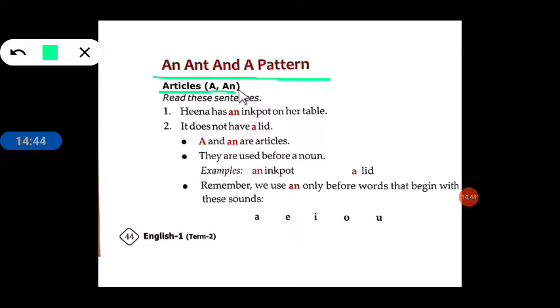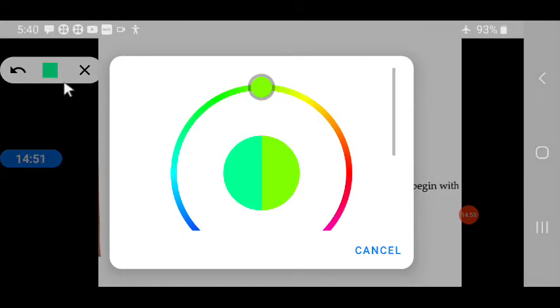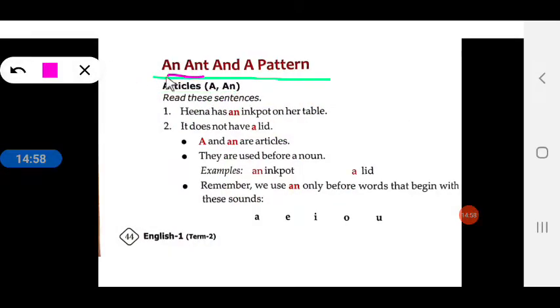Dear students, do you know what articles are? I think you might have known. Articles are words like a, an, the, that define a noun. They define a noun as specific or unspecific, definite or indefinite, we can say. So there are three kinds of articles: a, an, and one more, the.